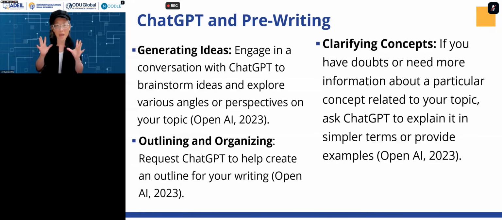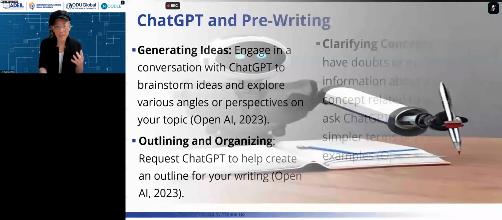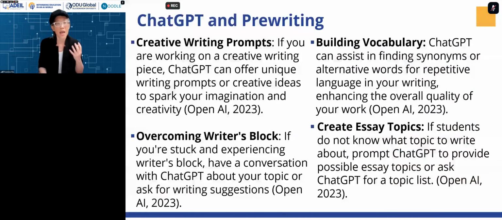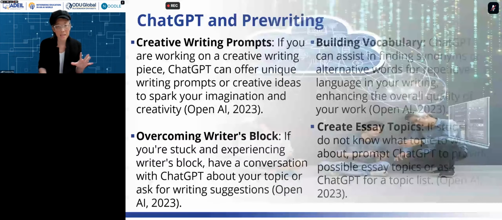And if you have doubts or you need information, ChatGPT can break down complex ideas into simpler terms. Also, ChatGPT can come up with creative writing prompts. So if you're stuck on what do I want to write about, then ChatGPT can give you a list of writing prompts of what you can write about. ChatGPT can help you build vocabulary, and it can create essay topics.